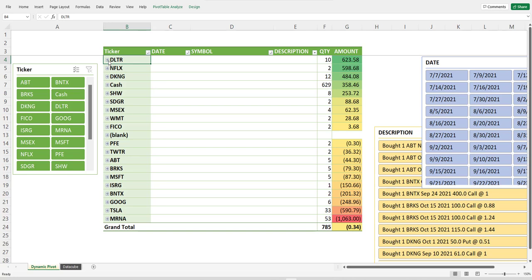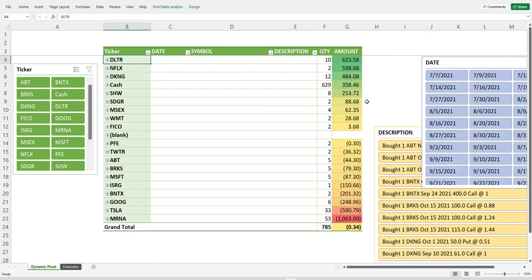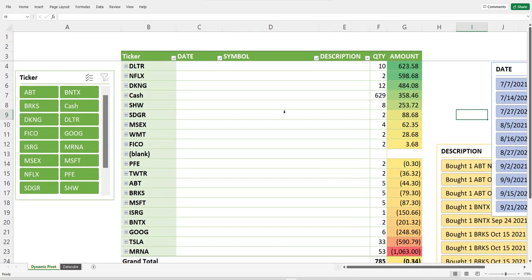Well, DLTR is Dollar Tree. And apparently, I made a bunch of money on Dollar Tree during this period of time, from, I guess, July till like October or November, maybe, of this year.